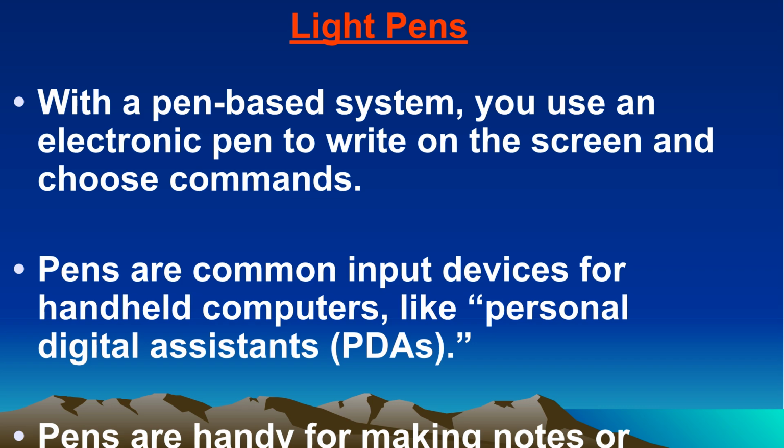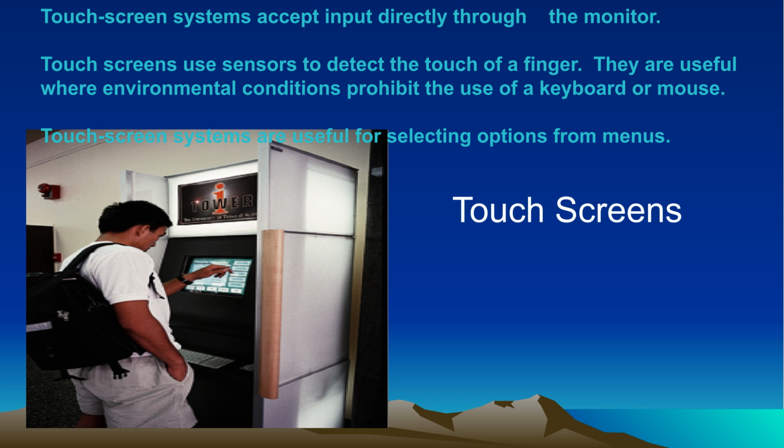With a pen-based system, you write on the screen using an electronic pen to input data and choose commands. These are common for handheld devices like PDAs. Touchscreen systems allow input directly through the monitor using finger touch detection. They are helpful in environments where a keyboard or mouse is impractical, often used for menu selections.